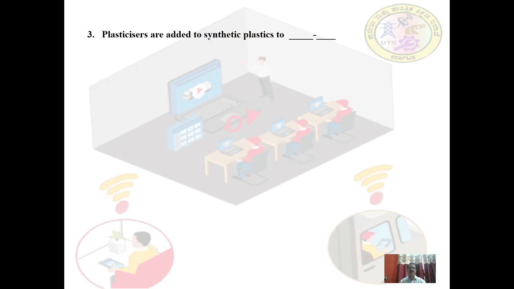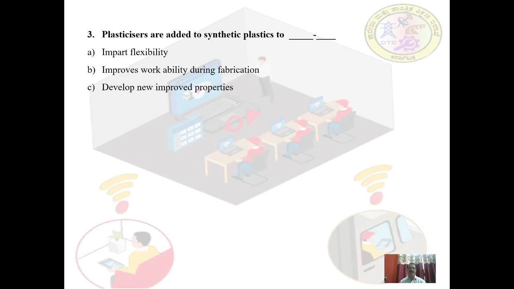Question number 3. Plasticizers are added to synthetic plastics to dash and dash. Options are A. impart flexibility, B. improve workability during fabrication, C. develop new improved properties, D. all A, B, and C. Answer D is the correct answer. All A, B, C. Right.